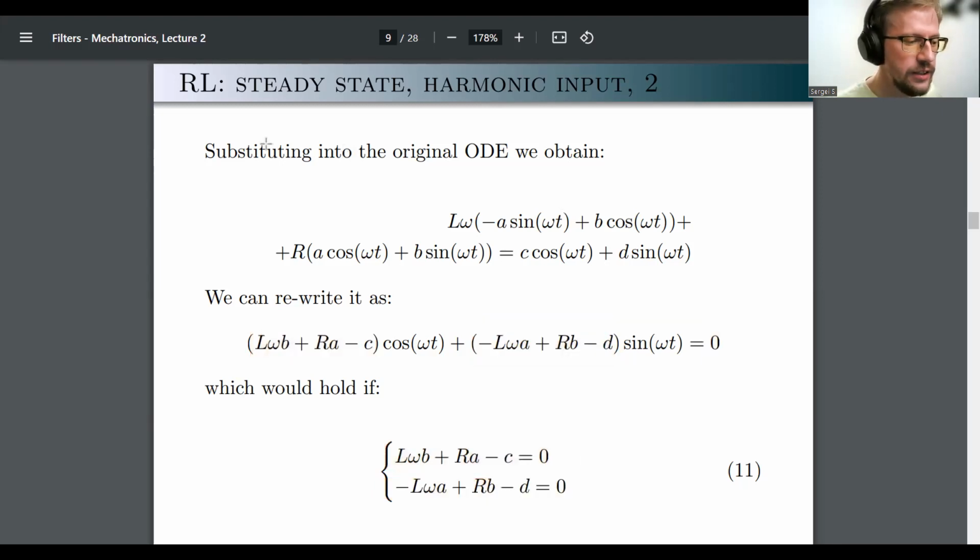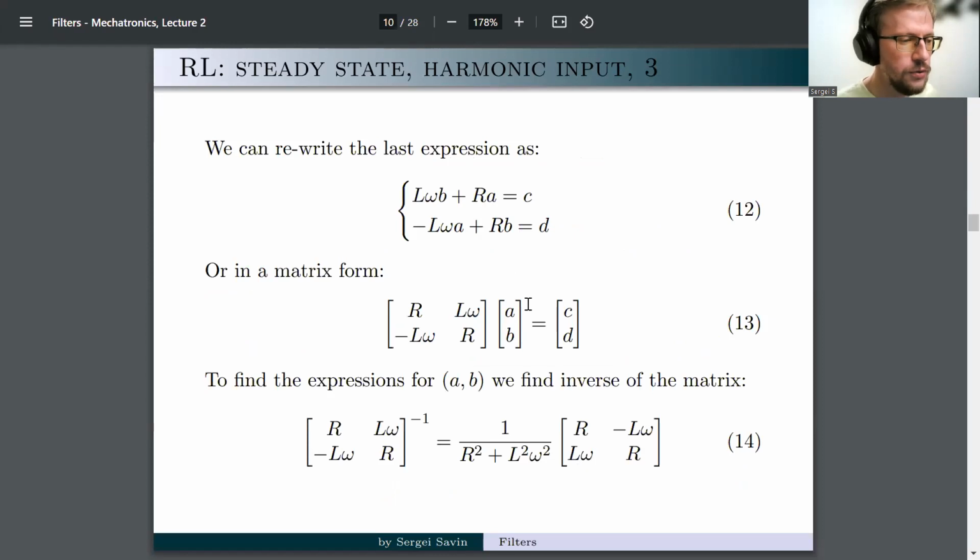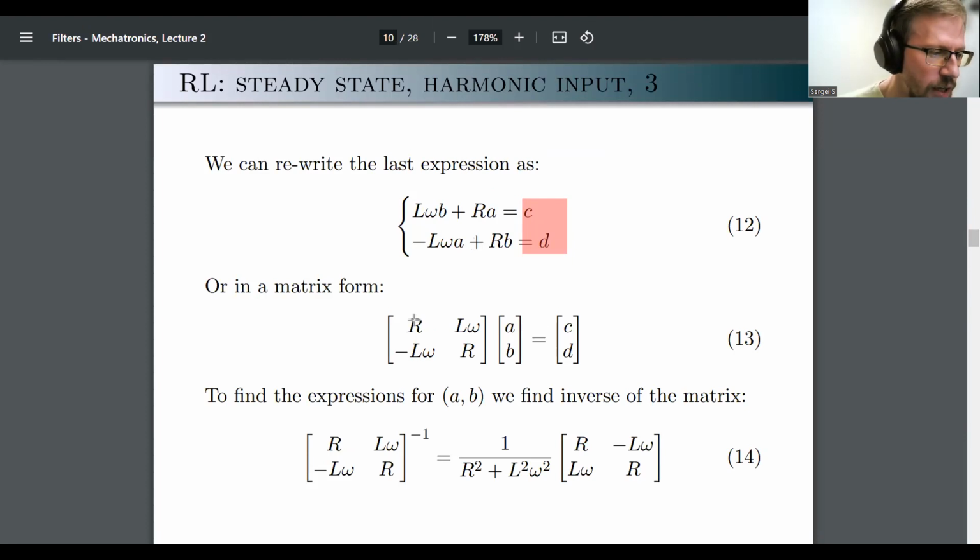Okay, let's solve this equation. This expression I rewrote so that C and D are on the right hand side and A and B are on the left hand side. I can write it in a matrix form. So here's a matrix, here are our A, B. You can check that this is the same thing: R times A, B times L omega, etc. So the same thing. I rewrote it as a linear equation in a matrix form. Now I can solve it.